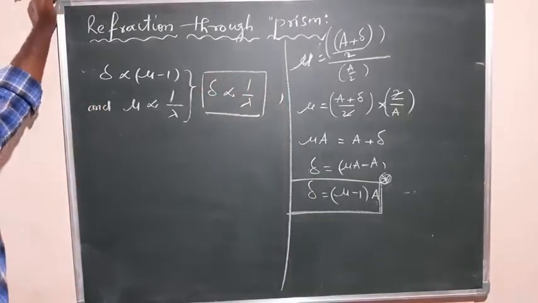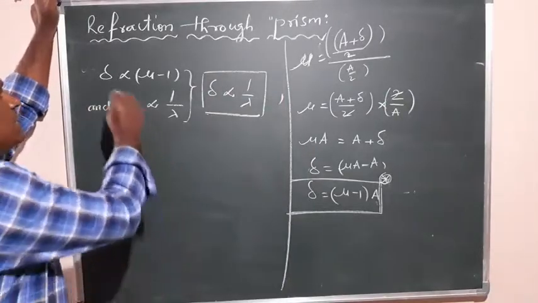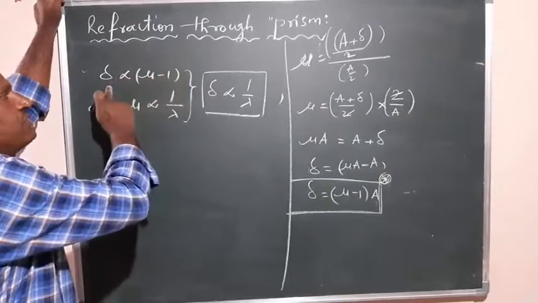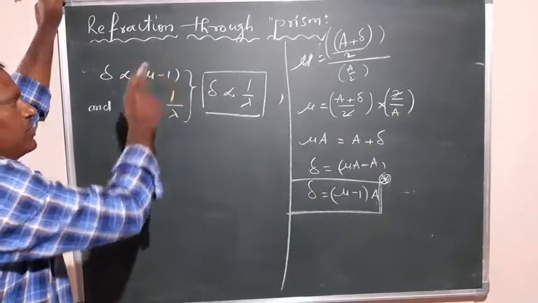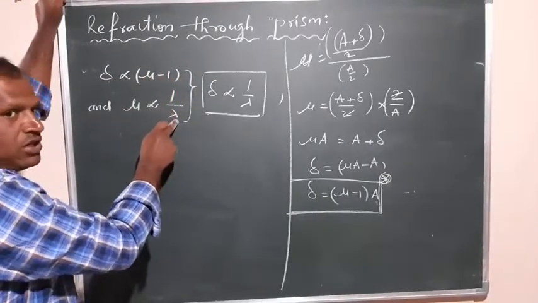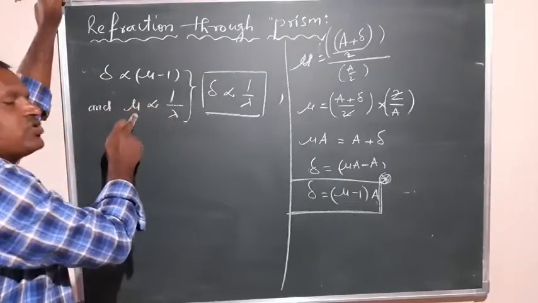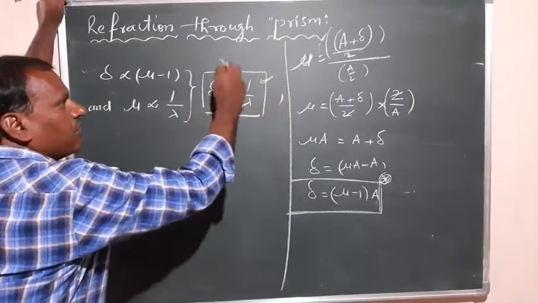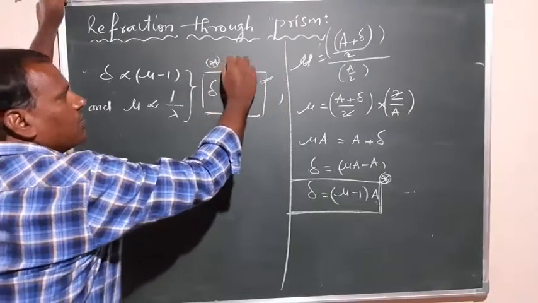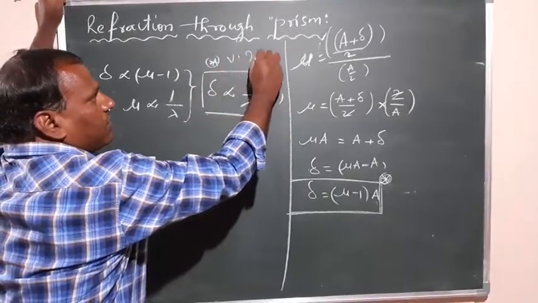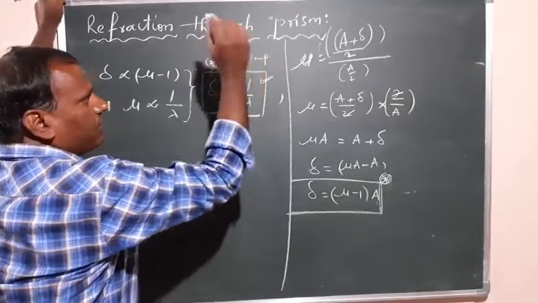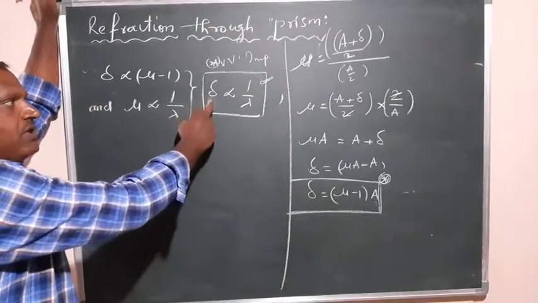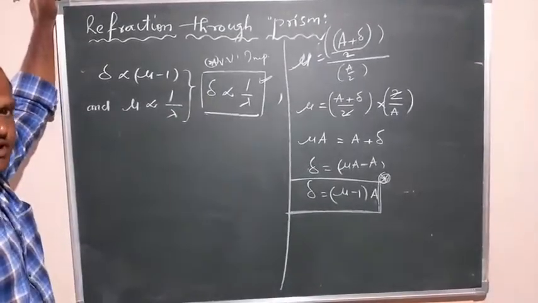Deviation is also inversely proportional to wavelength, because deviation is directly proportional to refractive index. If the refractive index increases, deviation also increases, right? Here the refractive index is inversely proportional to wavelength, which means deviation is also inversely proportional to wavelength. So I can write it like this. This is what you can observe. It is very important, VIMP, very important, VVIP. You have to remember the deviation is inversely proportional to the wavelength of the light.